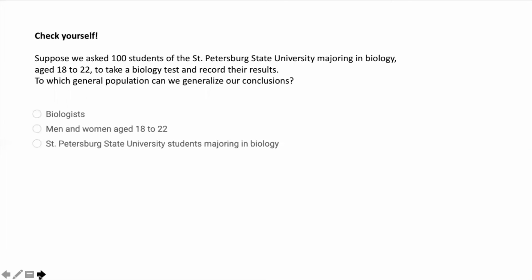The next question. Suppose we asked 100 students of the St. Petersburg State University majoring in biology, aged 18 to 22, to take a biology test and record their results. To which general population can we generalize our conclusions? Biologists, men and women aged 18 to 22, St. Petersburg State University students majoring in biology. And of course, the right answer is the third one.